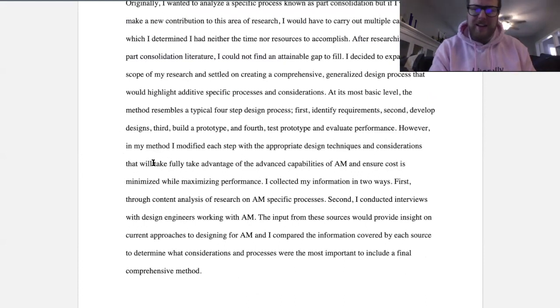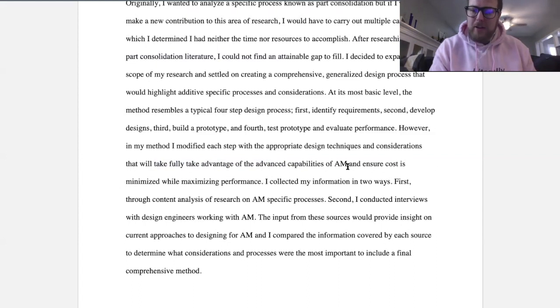You see, again, another typo right here, right? This isn't an English major we're talking about here. This is probably somebody who's a little more science oriented, and that's okay. Do we want typos? No. Are they forgivable? Absolutely. Take advantage of the advanced capabilities of AM and ensure cost is minimized while maximizing performance.